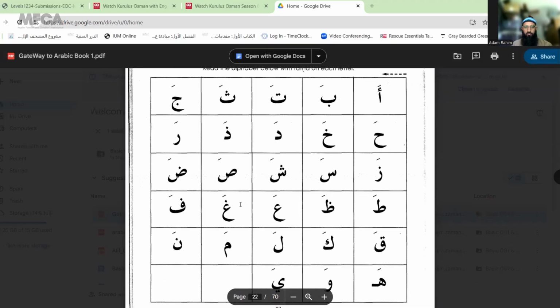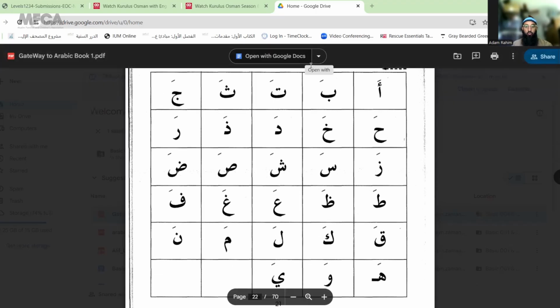Let's start off with this first short vowel. What's the name of this vowel, guys? The one that comes on top like that. Fatha. Very good. And what sound does it make? Ah. Very good.